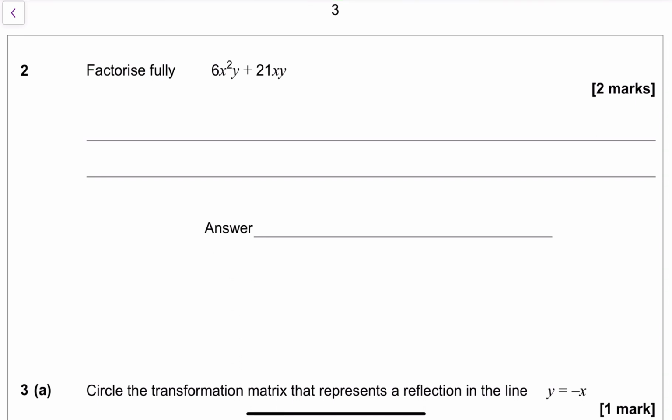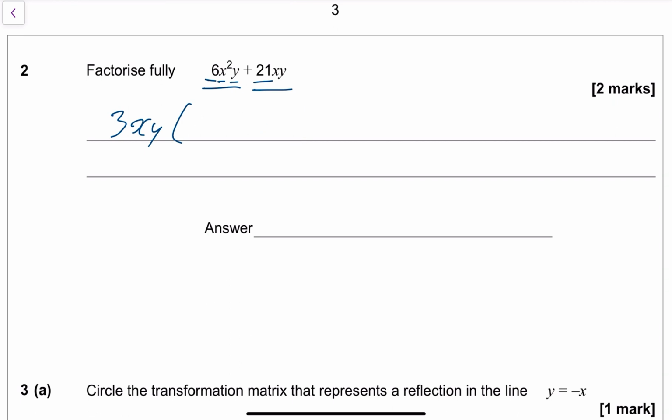Next question is a factorizing question. It says factorize fully. So look at what's common. You can pull a 3 outside of this and pull a 3 out of the 21. So 3 comes out first. You've also got an x you could pull out and a y. So 3xy comes out. And then you're thinking 3 times what gives me 6x squared y, and 3 times what gives me the 21xy.